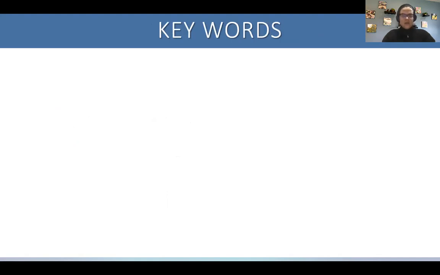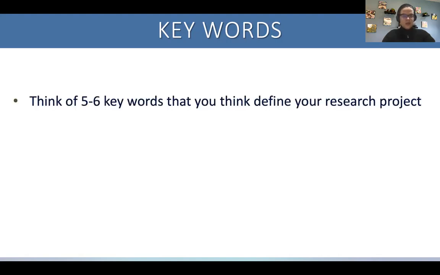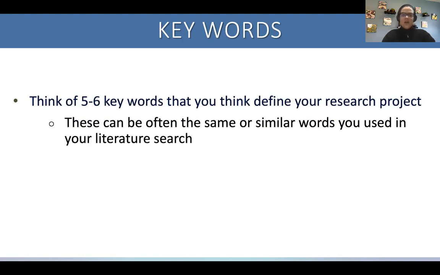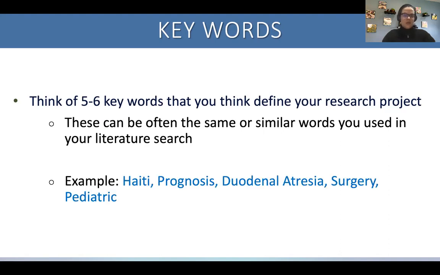Now, as we go through the rest of the PowerPoint, we're going to look at examples of the different sections of a research protocol. So first, we think about the keywords. These are 5 or 6 keywords that you think define your research project. These are often the similar or the same words you used in your literature search. So for example, when we think back to the study or the question looking at what affects outcomes for patients with duodenal atresia who receive surgery in Haiti, some of the keywords we can use are Haiti, prognosis, duodenal atresia, surgery, and pediatric.